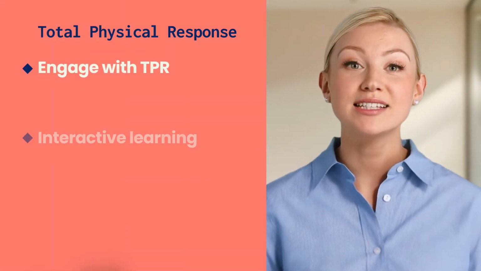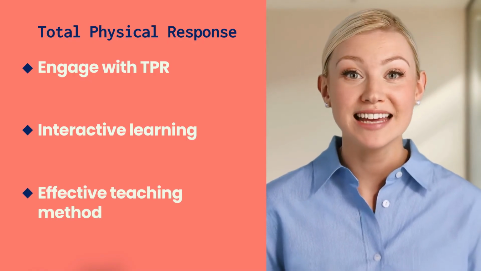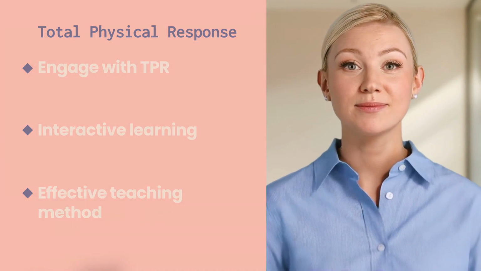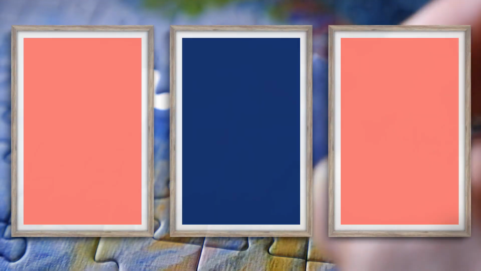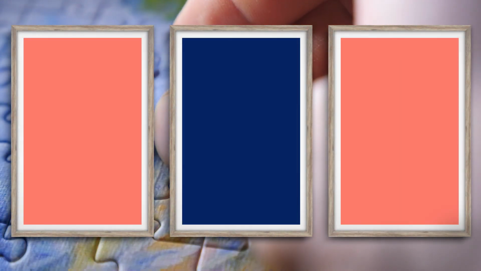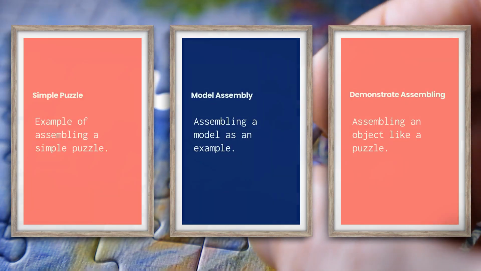Total physical response, TPR, is interactive and effective for teaching vocabulary to English language learners. TPR with more complex actions. Use TPR to demonstrate complex actions and instructions. Example: for the word assemble, demonstrate assembling an object, such as a simple puzzle or a model.